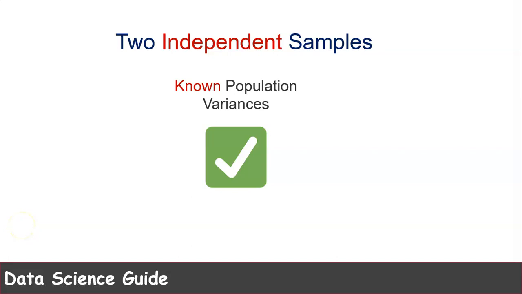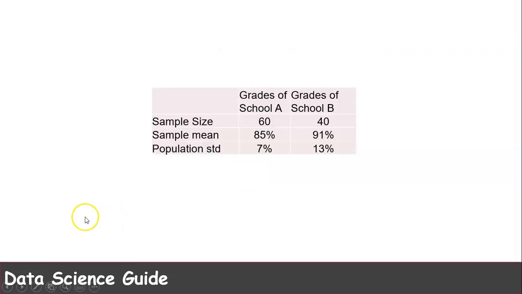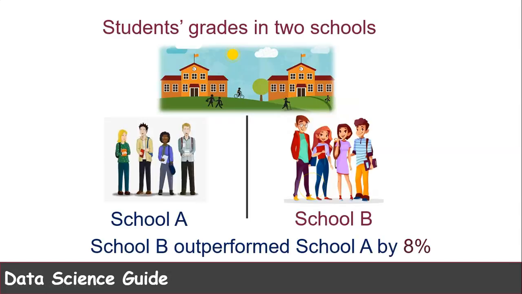Welcome back everyone. In this tutorial, we need to test a hypothesis when we have two independent samples and the population variances are known. And we are going to use the same business scenario, where we have two groups of students, one from school A and one from school B. And we want to check here if there is any difference between the grades in school A and the grades of school B. So what is our hypothesis?